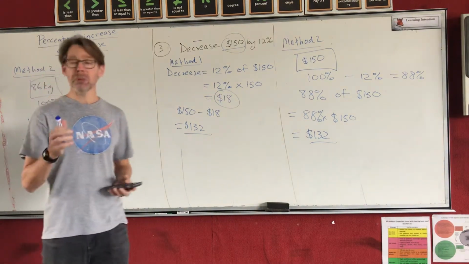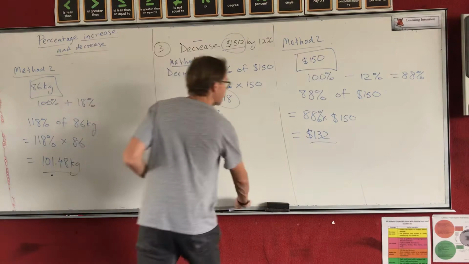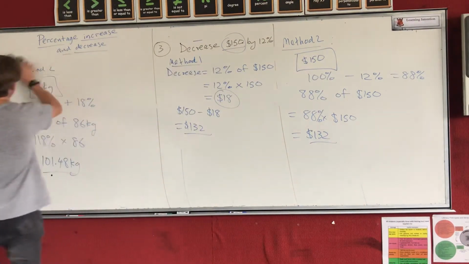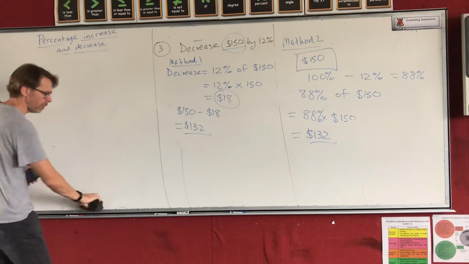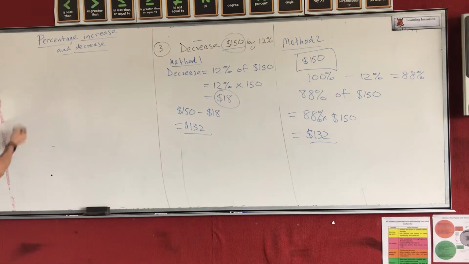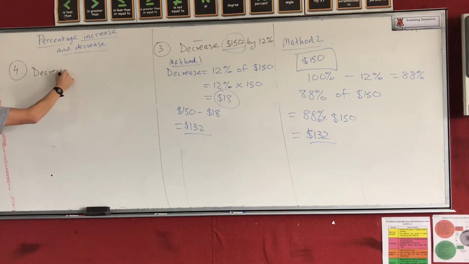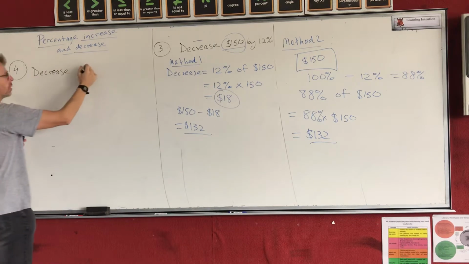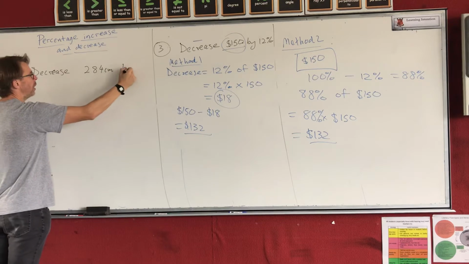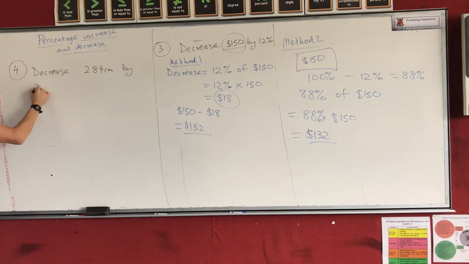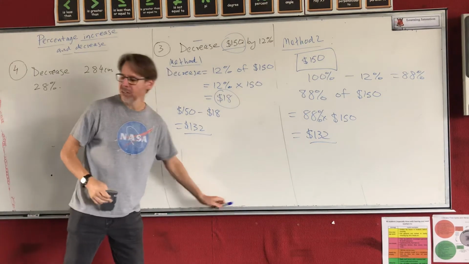Alright, I'll give you an example now to do by yourself. Let's have a look. This will be number 4. So pause the video, copy the notes down, and then you're going to try this one by yourself. So question number 4. I want you to decrease 284 centimetres by 28%. Okay? Right, so pause the video, have a go at that question, copy it down to your book.